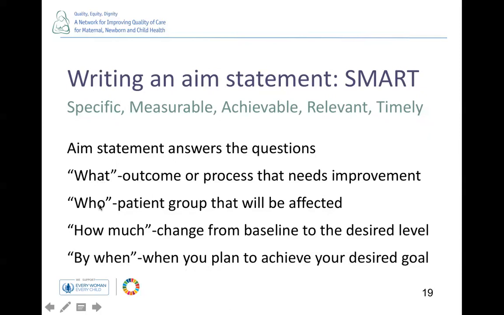who, linked to a patient group, whether it is newborn or mother in labor, how much, which should be measurable, and include a clear, achievable target and a goal, that is, increase coverage, suppose from 20% to 80%. By when? It includes a definite timeline. So a good aim statement is SMART. It is specific, measurable, achievable, relevant, and timely.